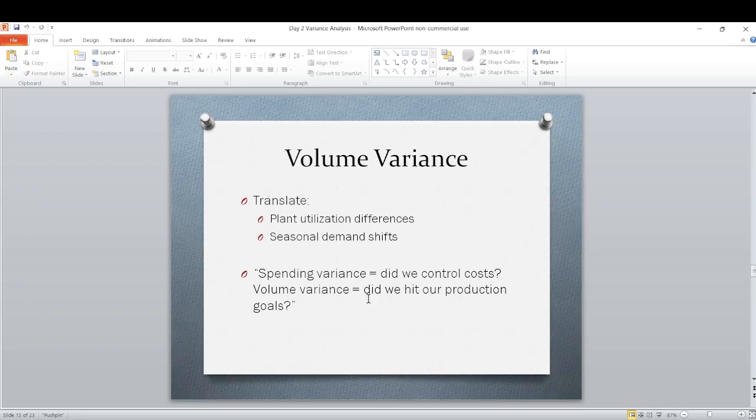This shows how efficiently we use capacity. Producing more spreads fixed costs over more units. Producing less does the opposite. Spending variance equals did we control costs. Volume variance equals did we hit production goals. Both together tell you if overhead is working efficiently.